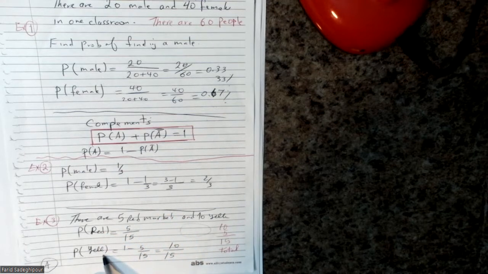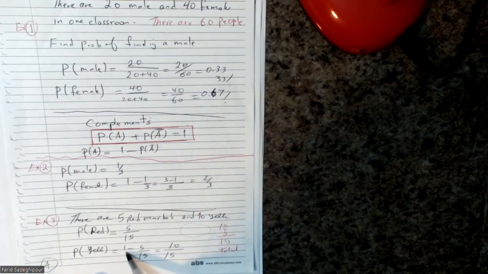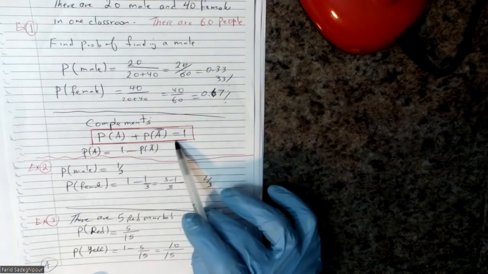What's the probability of yellow? You can either just say 10 out of 15, or you could subtract it from 1 based on this formula.